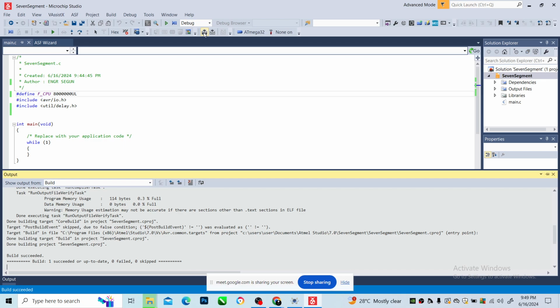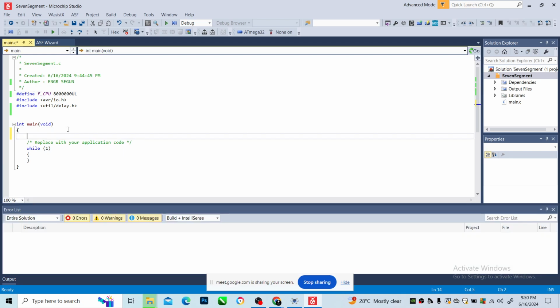Is it clear now? So before we move to today's agenda, we begin again. So which port are we using? Port A. So DDRA equals 0x.